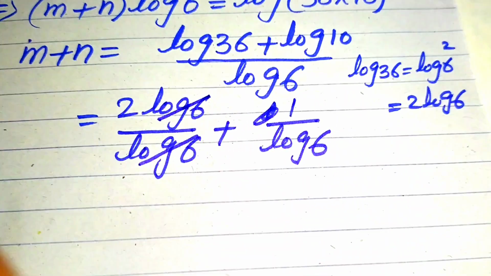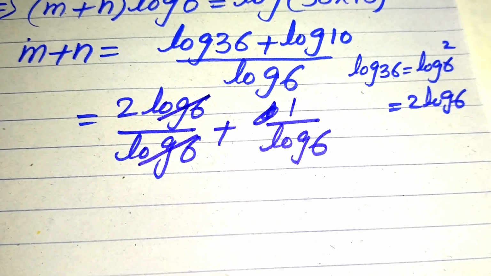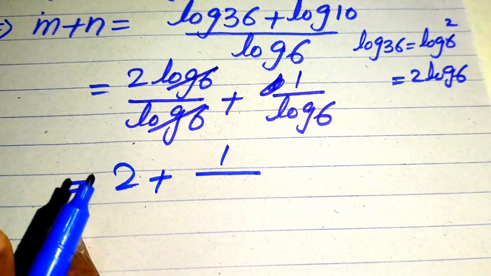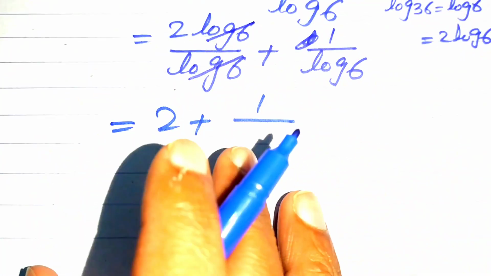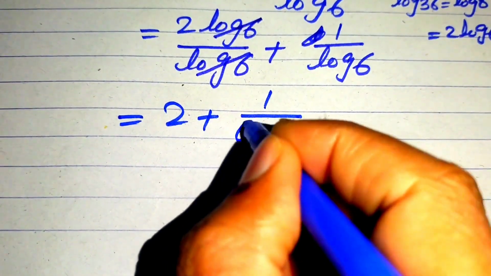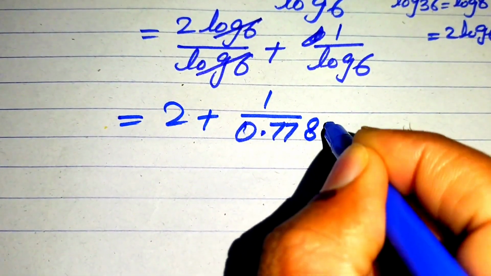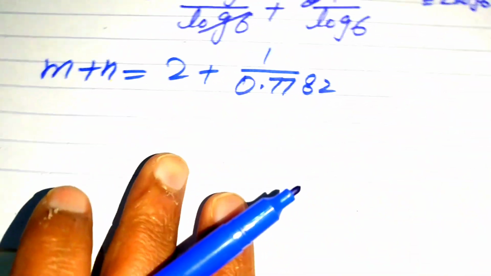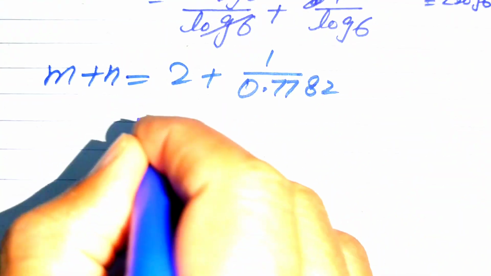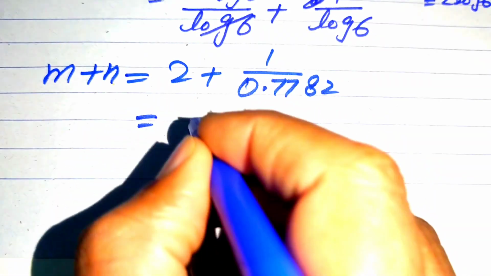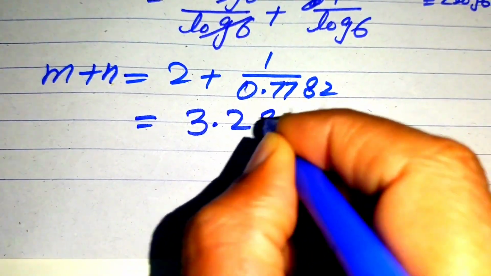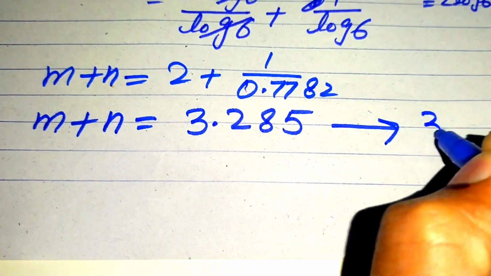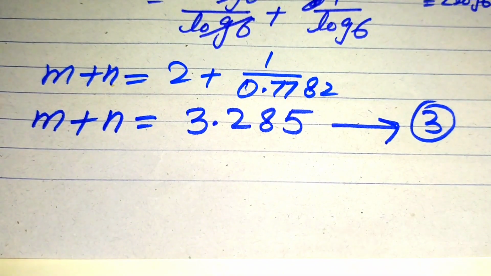Here you see that these two terms cancel each other and we obtain 2 plus 1 over log 6, and you know that the value of log 6 equals 0.7782, and you have m plus n on the left hand side. So when we divide 1 over 0.7782 and add 2, then you get 3.285. This is the value of m plus n and we call this equation number 3.